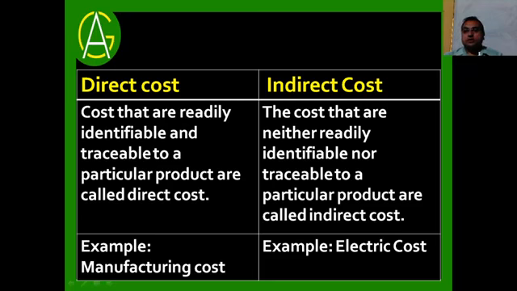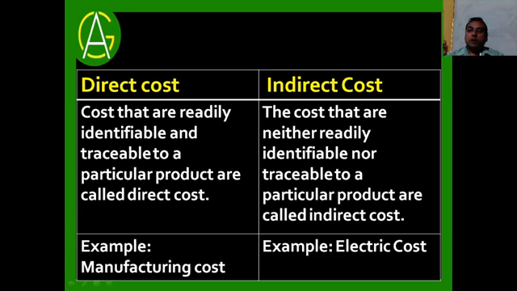Whereas indirect costs are neither readily identifiable nor traceable to a particular product. That is considered as indirect cost. It means that by seeing the product, you cannot identify that this cost must have been incurred in it. So that will be considered as an indirect cost.